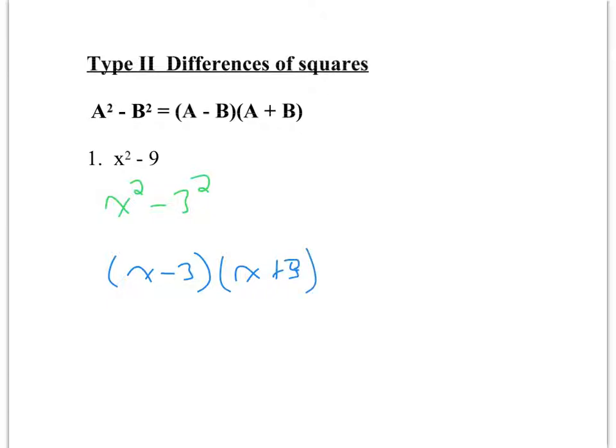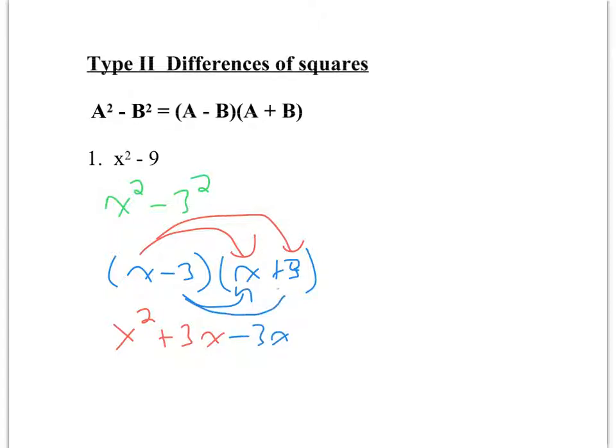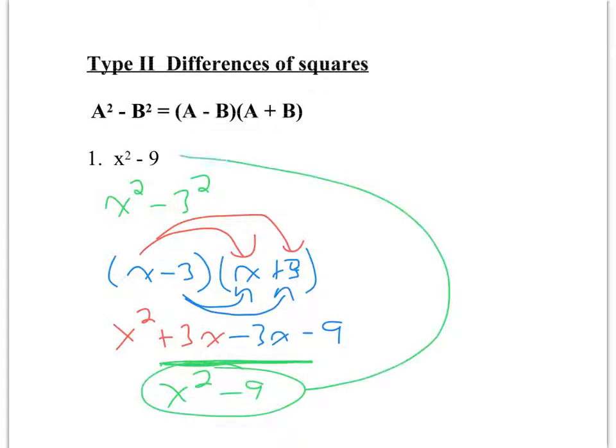If I were to FOIL this out, you're going to see what happens here. X times x is x squared. X times 3 is positive 3x. Negative 3 times x is negative 3x. And negative 3 times positive 3 is negative 9. You can see now what happens to my middle terms. Plus 3x minus 3x, they cancel out. So I'm left with x squared minus 9, which was our original expression. So our factored form is x minus 3 times x plus 3.